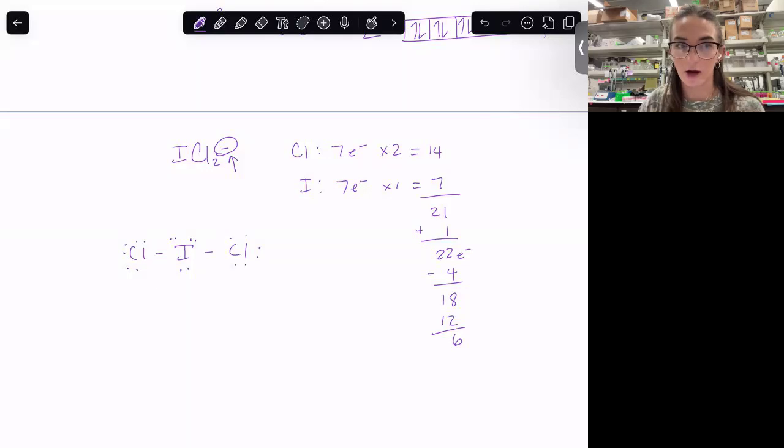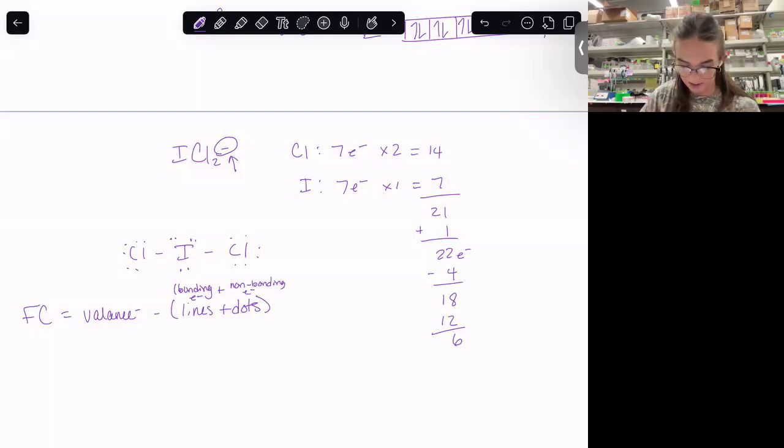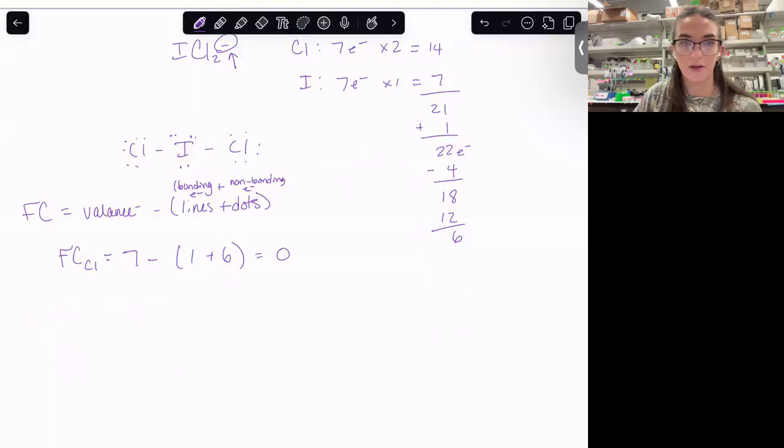So if we solve for the formal charge of our atoms, formal charge is your valence electrons minus the lines plus the dots. This is bonding electrons and non-bonding electrons, but you just do lines and dots, and that gets you your answer. If you look at the formal charge of chlorine, chlorine has 7 valence electrons. It has 1 line and 6 dots. So it has a formal charge of 0.